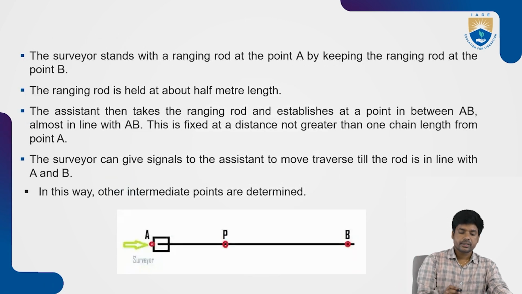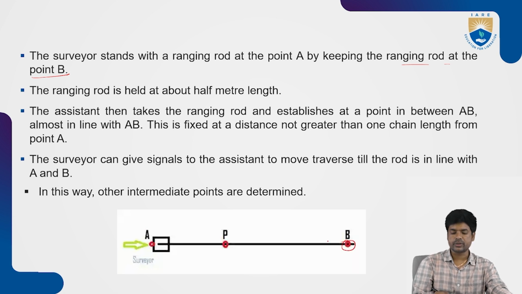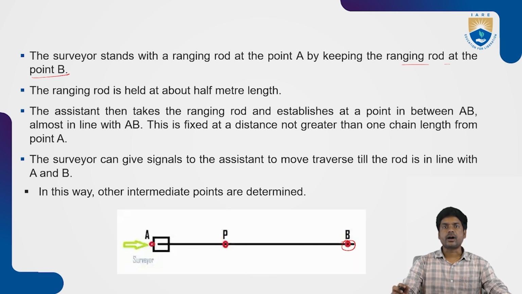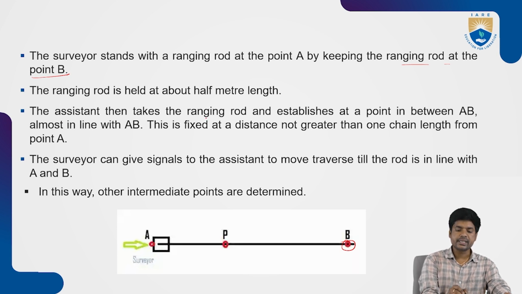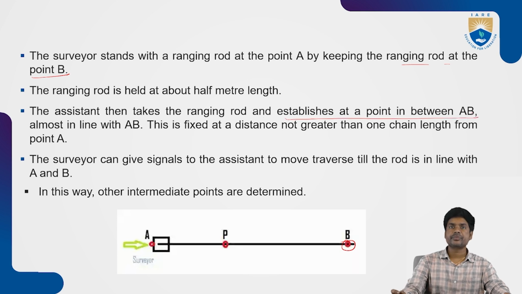Now, first the surveyor is going to stand with a ranging rod at point A, by keeping a ranging rod at point B. So before starting our surveying, first the surveyor is going to stand at point A by keeping the ranging rod, and again at point B also we are going to keep one more ranging rod. After locating point A and point B with the ranging rods, while holding the ranging rods, they should be half a meter away from the surveyor. And the assistant then takes the ranging rod and establishes a point in between the line AB.